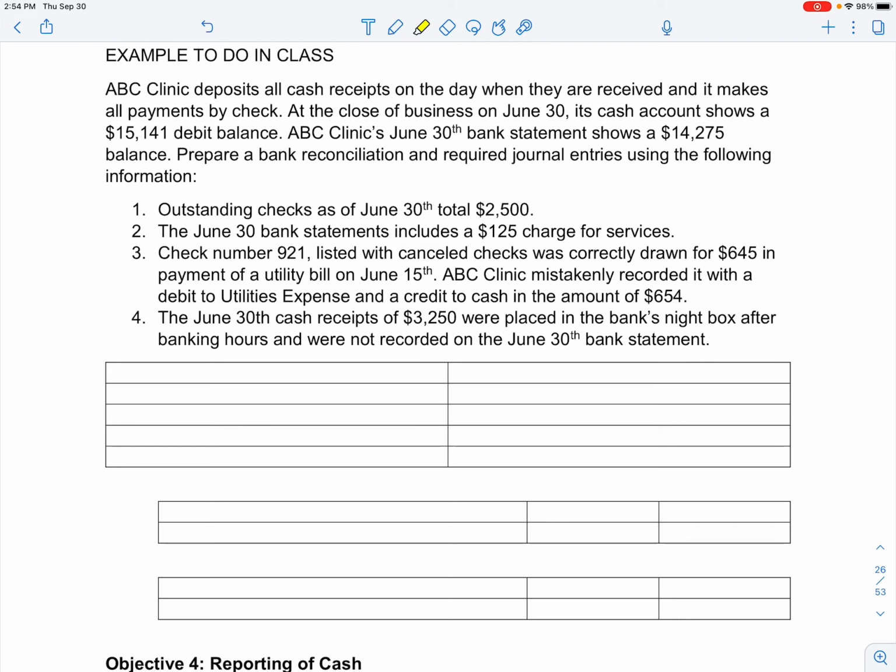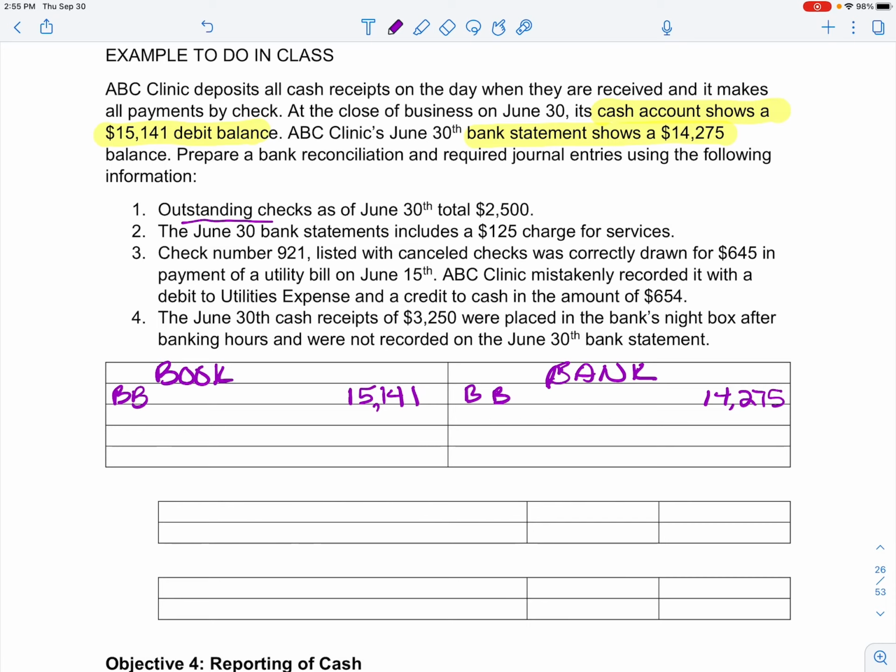Typically, they're going to give you a paragraph of information. They're also going to tell you the bank statement amount and what the cash amount says. And our goal is to make those two be the same amount. So I'm going to look at the book balance and compare it to the bank balance. We're going to start with our beginning balance of each. Beginning balance on the bank was $14,275.